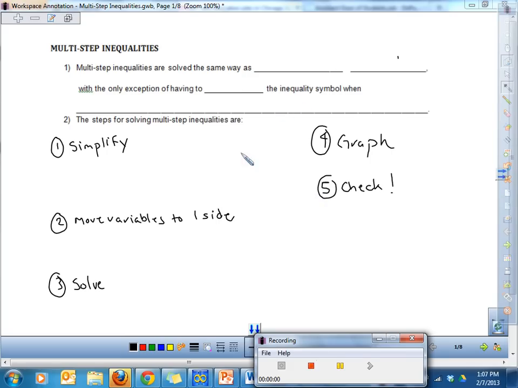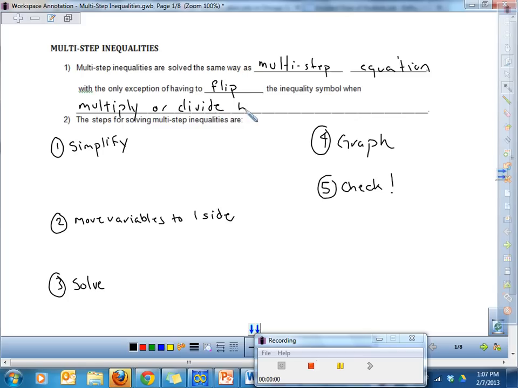Alright, today's video is about solving multi-step inequalities. And multi-step inequalities are solved the same way as multi-step equations. The only difference is that you have to flip the inequality symbol when you multiply or divide by a negative. And that's the same rule that we have for solving 1- and 2-step inequalities.